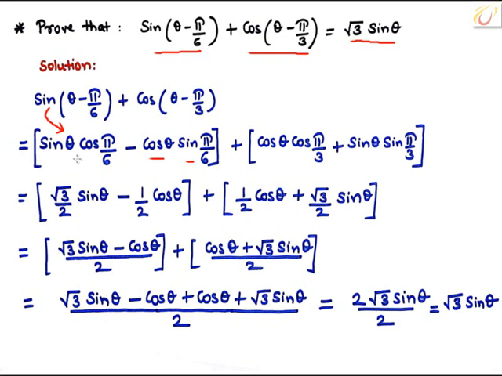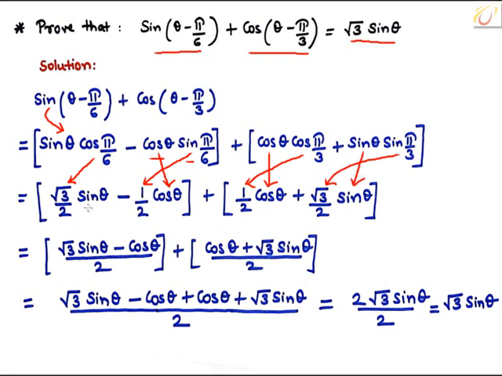So sin θ into cos π/6. So cos π/6 is cos 30, which is root 3 by 2. Please observe, I have written it in a specific manner. I have not written it as sin θ root 3 by 2, but I have written it as root 3 by 2 sin θ. This is the proper way of writing in trigonometry. So again here sin π/6 is sin 30, which comes down as half. Cos θ will come down as it is. Cos π/3 is cos 60 will come down as half. Cos θ comes down as it is. Sin π/3 is sin 60 is root 3 by 2. It comes down here. Sin θ comes down as it is.